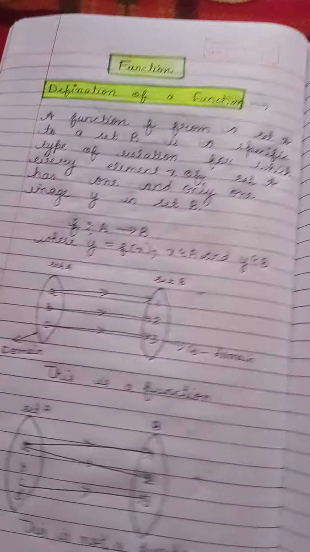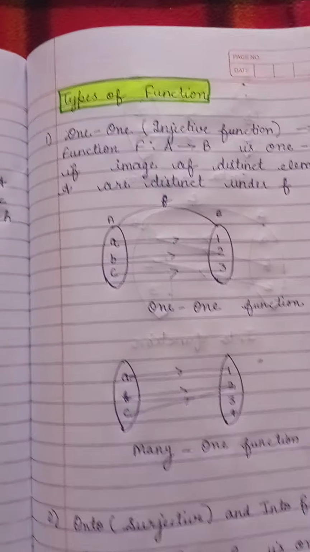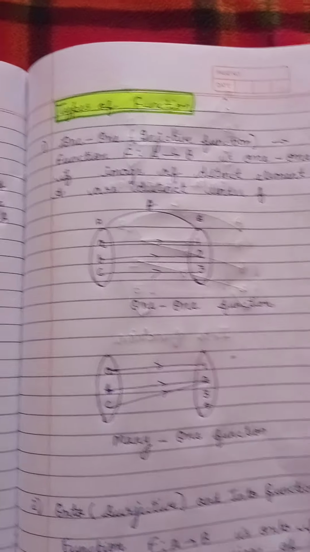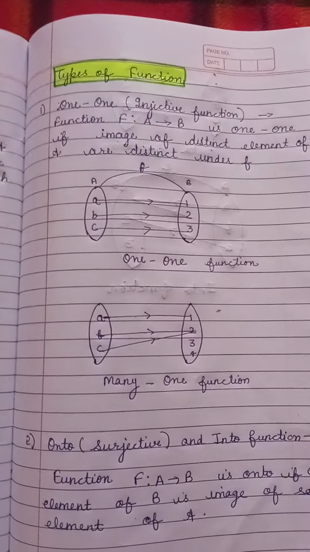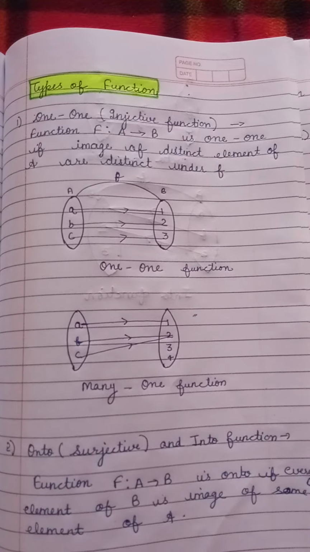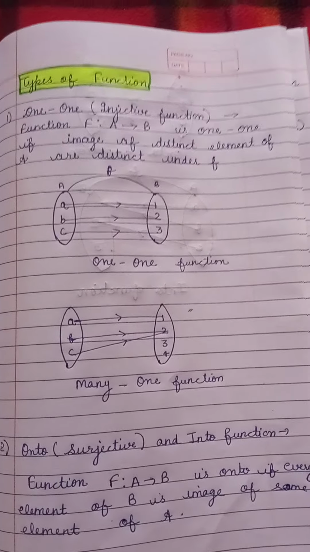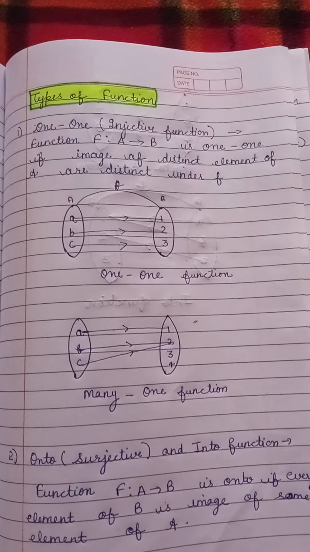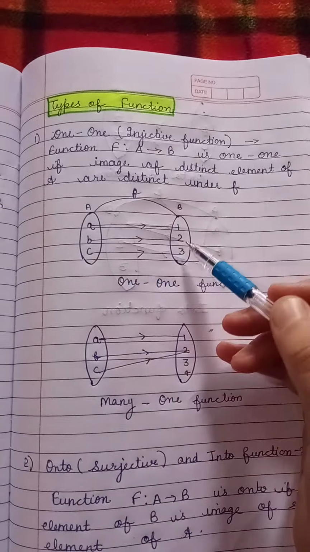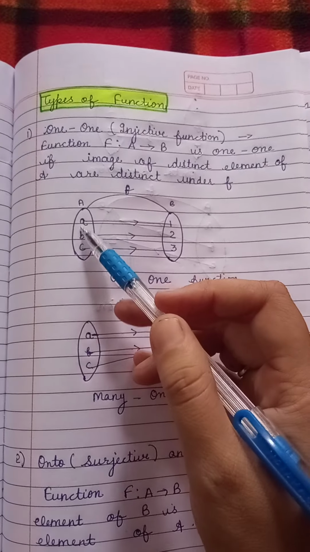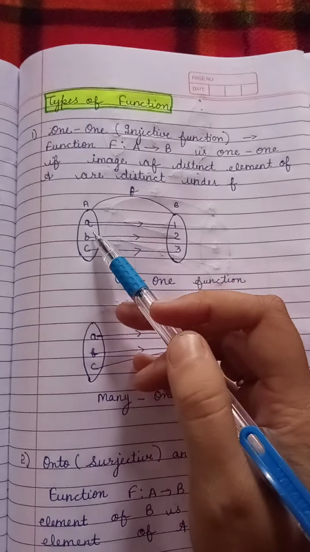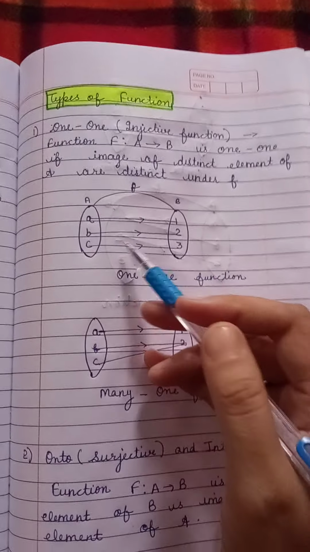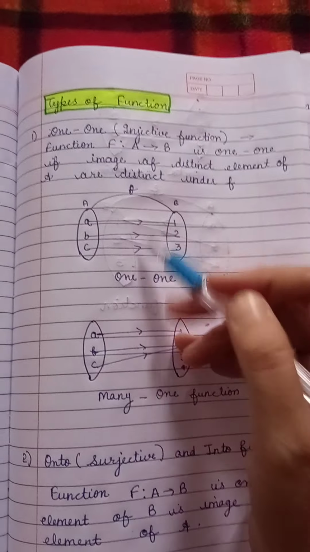Let us now discuss the types of functions. Number one: one-one function. A one-one function is also known as an injective function. The definition of an injective function is a function f: A → B that is one-one if it maps distinct elements of A to distinct images under f. So this is the set A, this is the set B. The image of a is 1, the image of b is 2 and the image of c is 3. So it satisfies the one-one function.